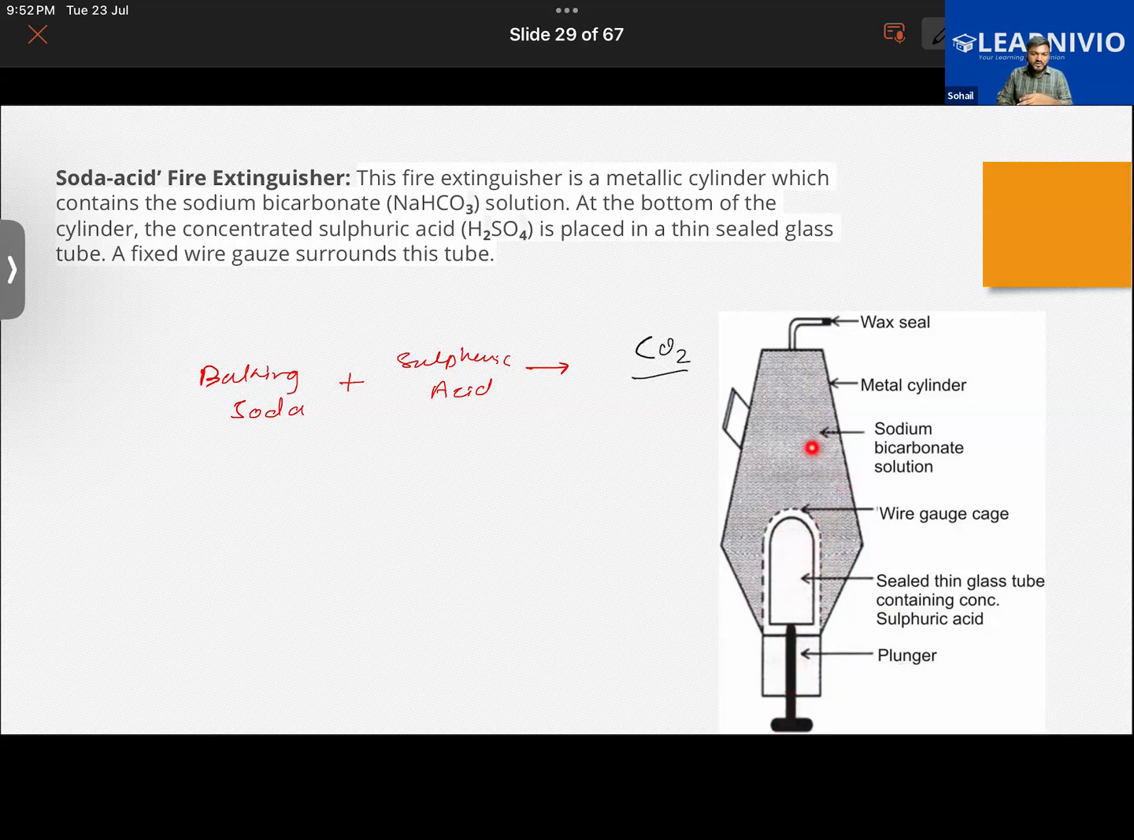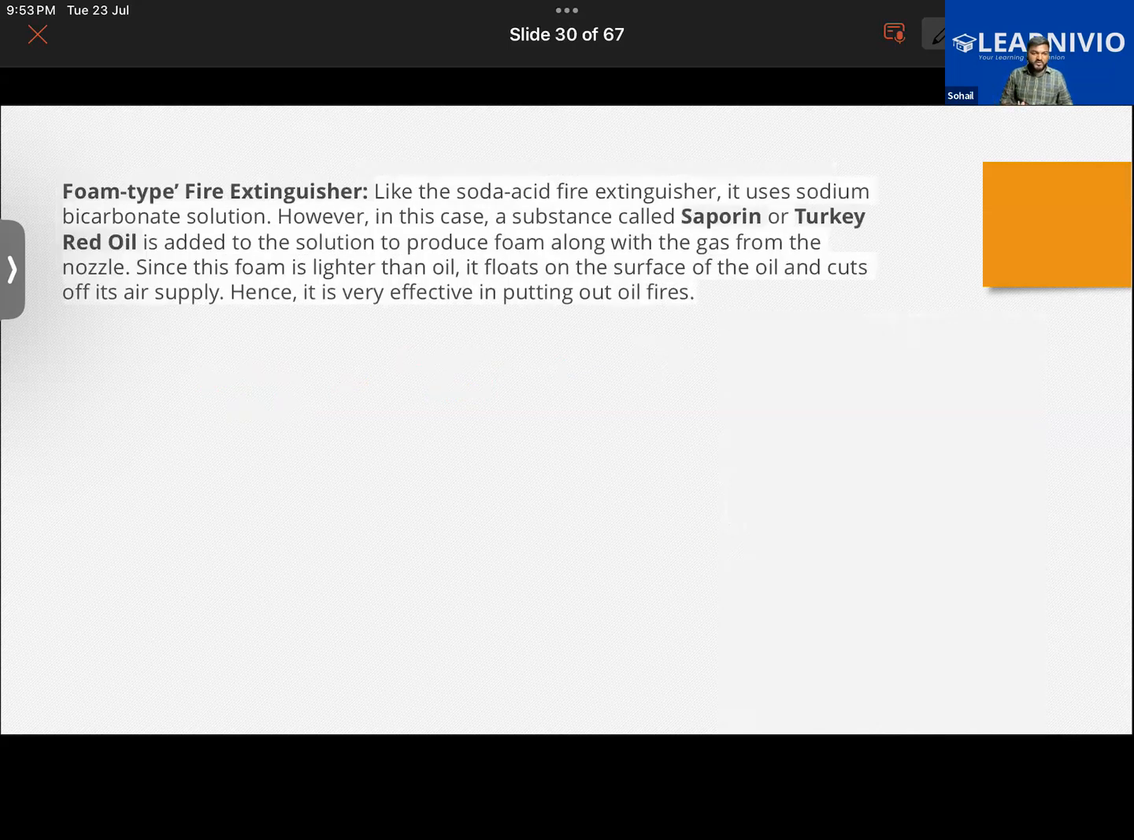And this whole structure where I'm pointing is filled with baking soda, not in the powdered state, but in the form of a solution. Once you break the container, the acid reacts with this base, and lots of carbon dioxide gas is produced. This pushes the wax seal, the wax is removed, and lots of carbon dioxide comes out of it.